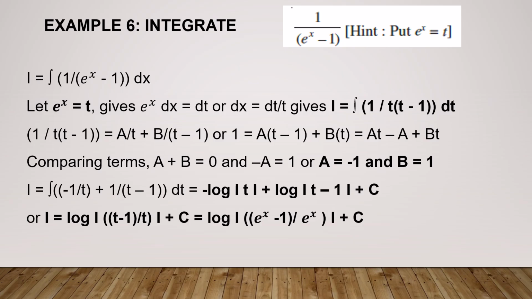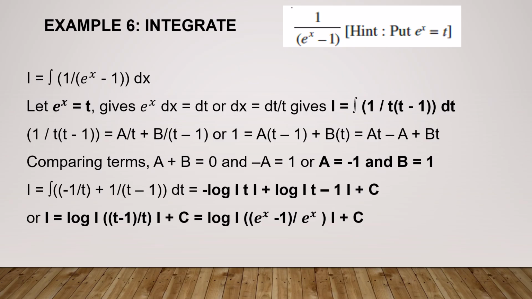Next example, integrate 1 upon e raised to x minus 1. Now over here the idea is put e raised to x as t. Differentiate both the sides, so you will get e raised to x dx is equal to dt. So dx can be written as dt upon e raised to x, that is same as dt upon t. So now our integral will become 1 upon t minus 1, but dx again you have to write dt upon t. So it will become 1 upon t into t minus 1.